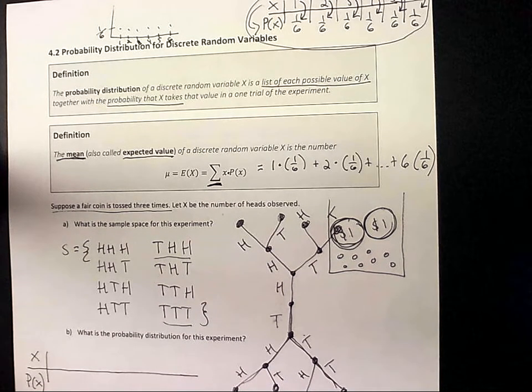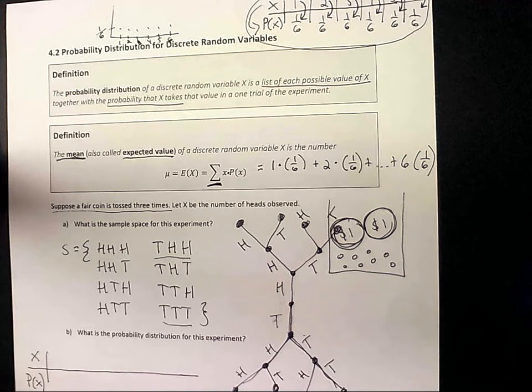So let me ask you this. What are our x values? How do we define our x values here? Heads, right? It says right here, let x be the number of heads observed. Is everybody good with that? So the way that we're defining what our x values are is how many heads we've observed. Is everybody good with that?